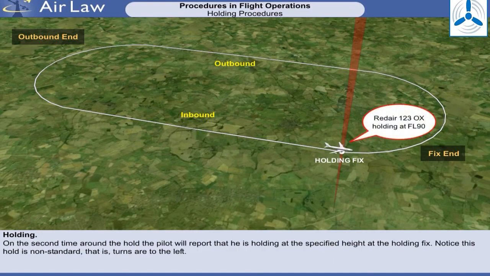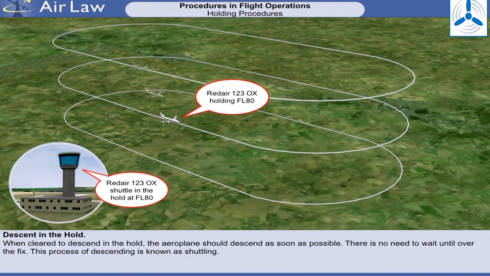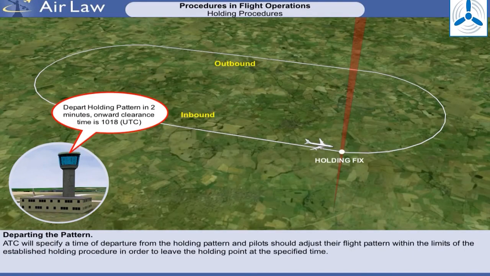So having been instructed to hold at a certain fix, on the second time around the hold, the pilot will report that he is holding at the specified height at the holding fix. When cleared to descend in the hold, the aeroplane should descend as soon as possible. There is no need to wait until over the fix. This process of descending is known as shuttling. Air traffic control will specify a time of departure from the holding pattern, and pilots should adjust their flight pattern within the limits of the established holding procedure in order to leave the holding point at the specified time.